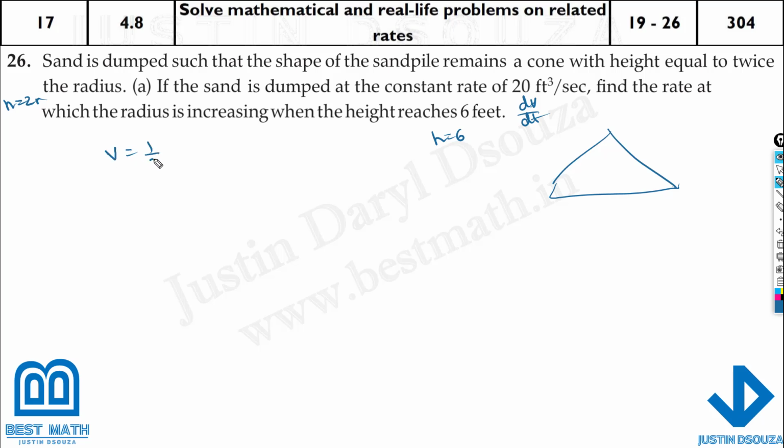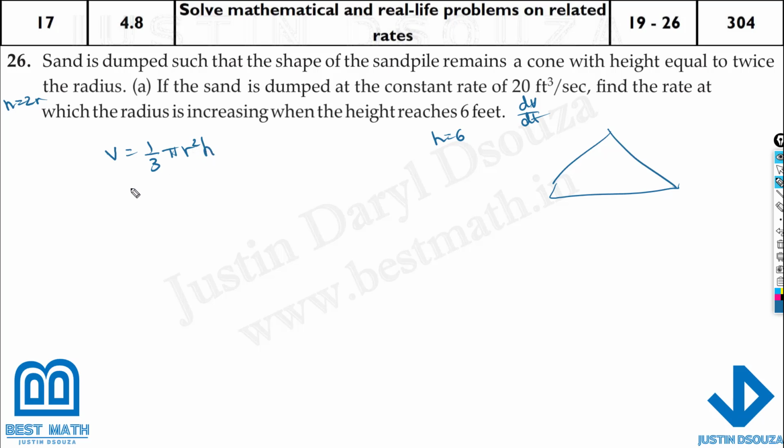Okay, we know the formula for this, right? Volume of a cone is 1/3 pi r squared h. There is r squared and h, whereas for the sphere, it will just be r cubed. There is no h involved. So how do we solve this? First, substitute what is known. Height is equal to 2 times the radius. So first of all, what is required is, if the sand is dumped, find the rate at which the radius is increasing. So we need the dr by dt.